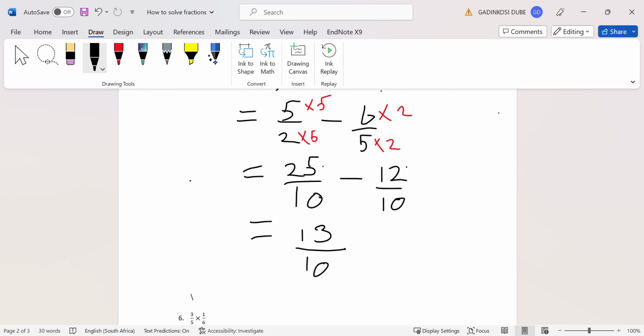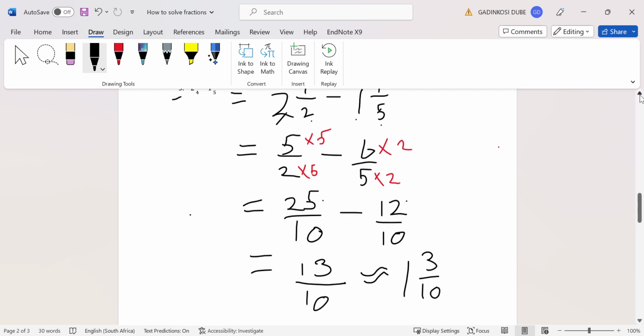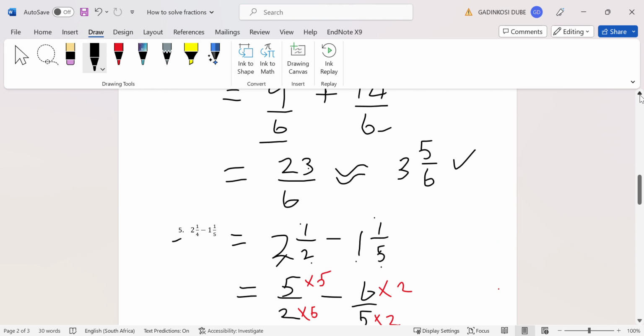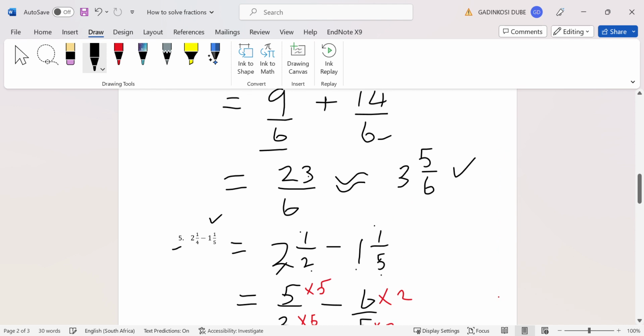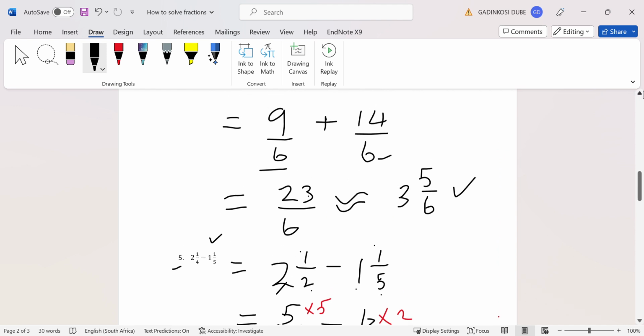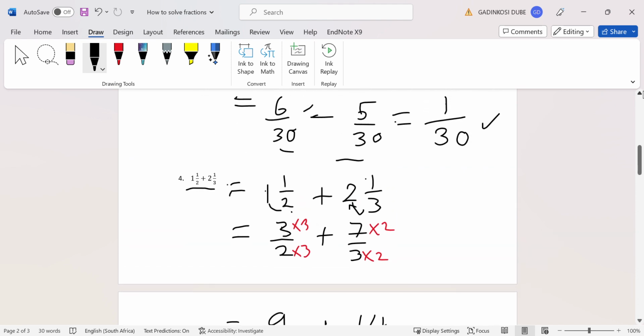You can also still convert this one to a mixed fraction. So 10 into 13, it goes once. Remainder is 3 over 10. Okay. And then now you can see we've just solved the mixed fractions. We solved the subtraction part of it. That's how you do it. And then also there was the addition of the mixed fractions.